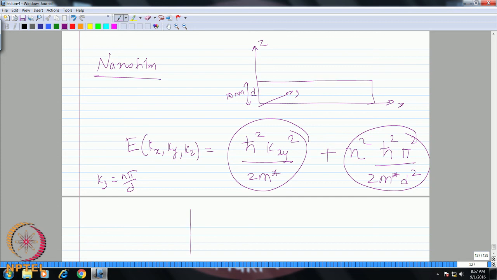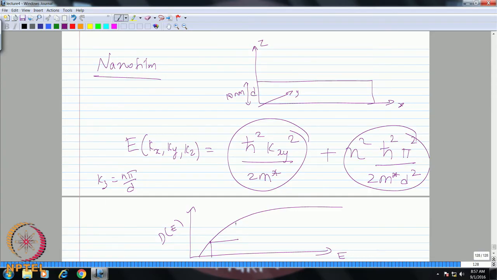So, if you calculate the density of states for this and plot it, for the case of electrons in a crystal without any confinement, that is a 3D crystal, you get like this, right. Now, for the case of electrons which are confined in one direction, this now will become a staircase profile because of the quantization in the z direction. So, corresponding to n equal to 1, this is n equal to 2, n equal to 3 and so on.